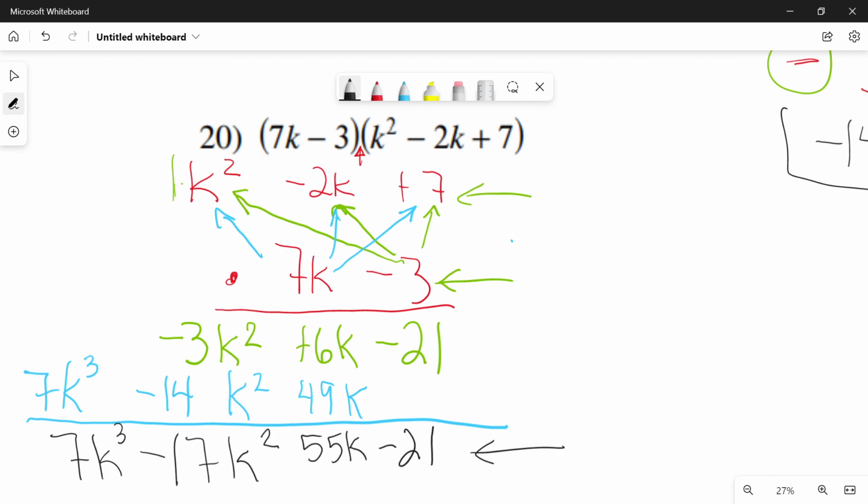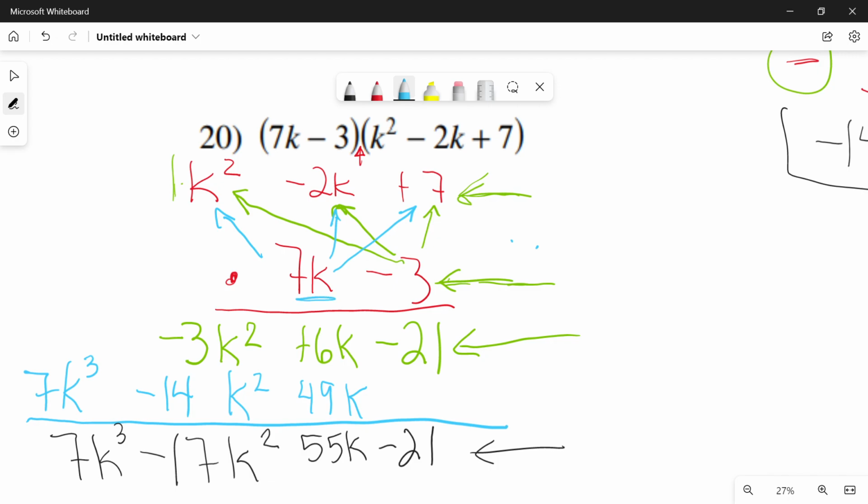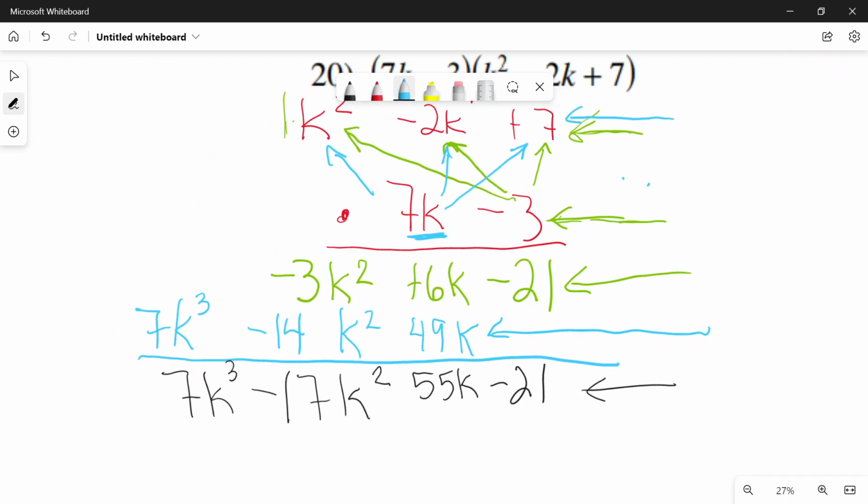Now, the key is to recognize that I multiplied, right here, this 3 times each one of these 3, and I put the result right here. And then I multiplied this 7 right here times each of these 3 here, and then I put the result down here. And as I'm multiplying, I'm making sure that I count the number of k's to get them in the right spot, so that when I add, everything is in the right column for me to add easily.